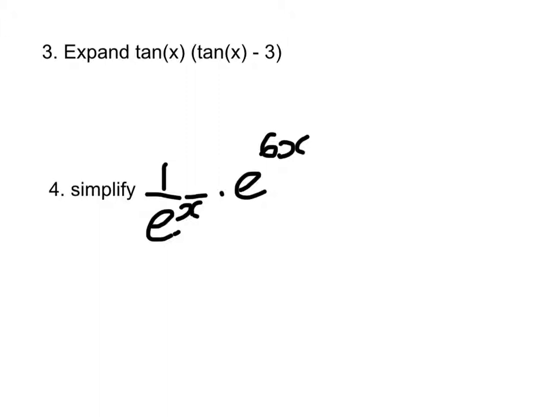Alright, so we've got a wee trig function here, expand tan of x times (tan of x minus 3). So remember, we're not freaking out about the tan of x. We are just going to treat it like x cubed or x squared. And we're going to have tan of x times tan of x, so that's tan squared of x, minus 3 tan of x.